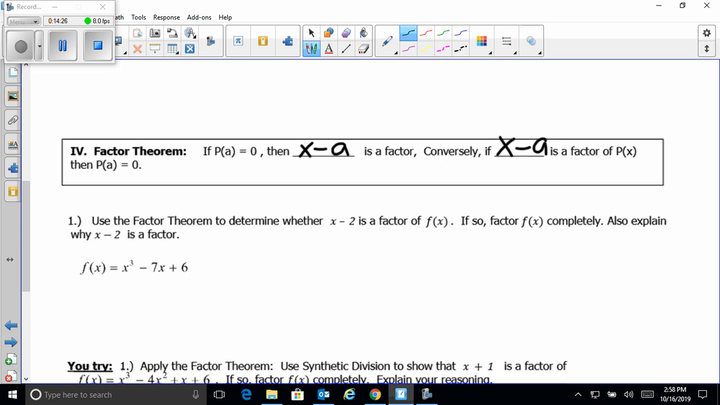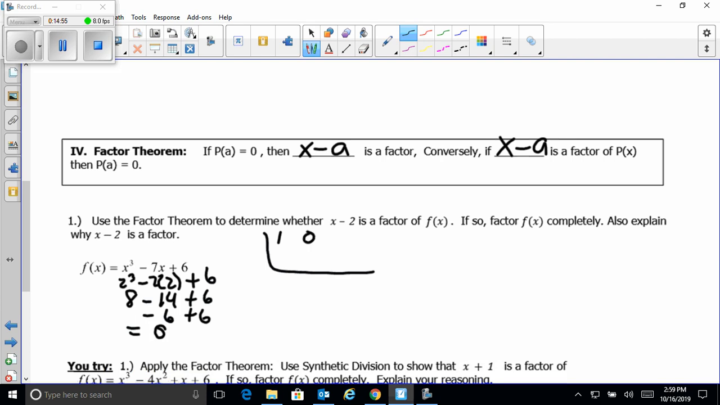So a couple ways you could do this. You could plug in 2 and see if it works, see if it gives you a 0. So 2 to the third minus 7 times 2 plus 6, that's 8 minus 14 plus 6, that's a negative 6 plus 6. That equals 0. So yeah, it would be a factor. You can also test it with synthetic division if you don't trust that.